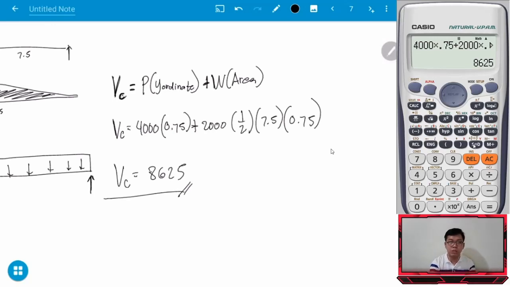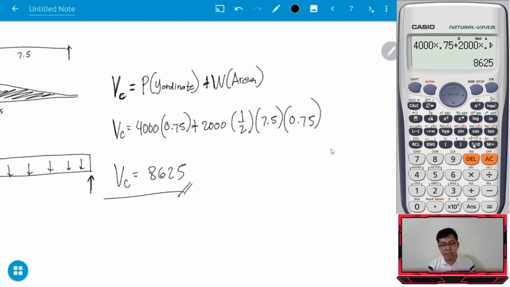Kasi itong theory subject na to, ito yung foundation nyo later on sa RC, sa steel, no? Good luck, no? If ever nakapasa kayo sa theory without understanding yung mga concept talaga. Okay? Now, the same goes, na dapat importante din yung statics para maintindihan nyo yung theory.